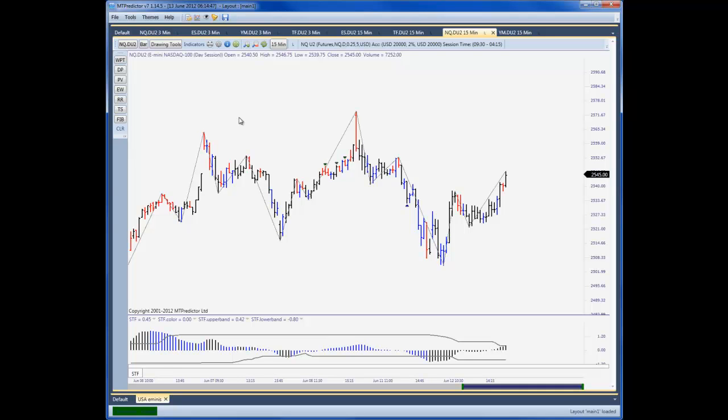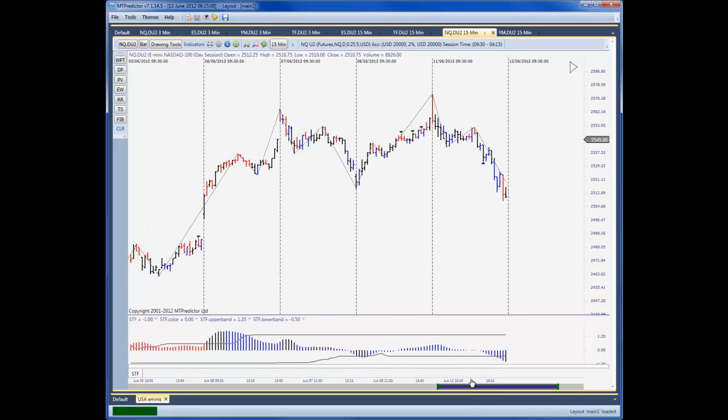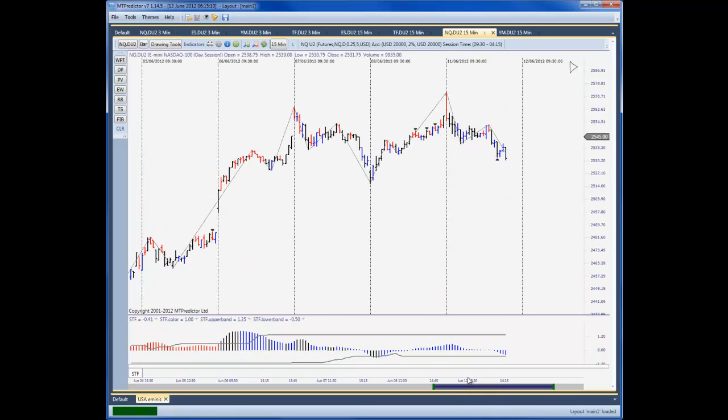As usual, we start with the 15-minute charts. Remember, we always look at the larger degree time frames and then try and orient our trades in the direction of those larger degree time frames. This is the new beta version of MTPredictor version 7, so I just want to have a look at the 15-minute chart, particularly the NQ, because this had the clearer pattern, particularly yesterday. Now yesterday was Tuesday, June the 12th.